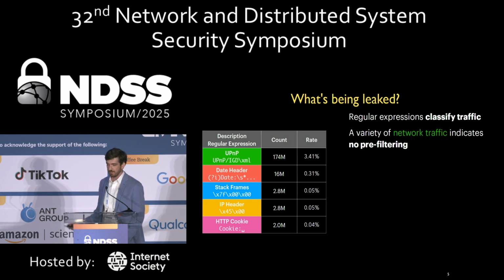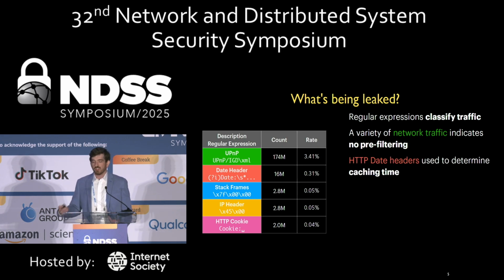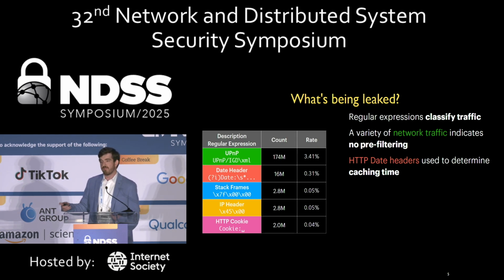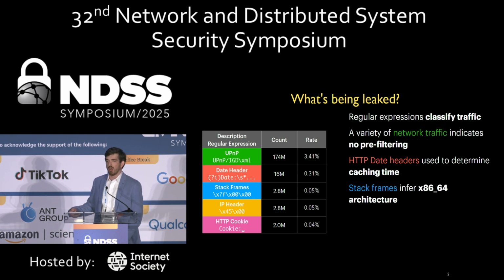We also saw a number of HTTP date headers, and this was particularly useful for understanding exactly how long traffic sat on the box. So we found that they had about enough cache for traffic to be there for 1 second or so. After that, we saw very little traffic that had lasted beyond that amount of time. We were also able to identify Linux stack frames and use that to infer that this was an x86 architecture.